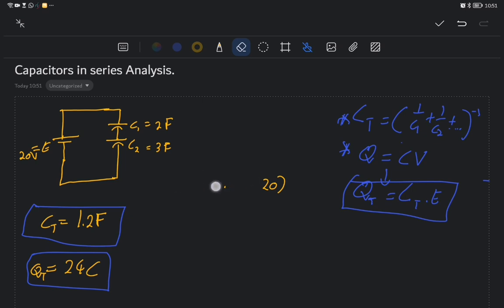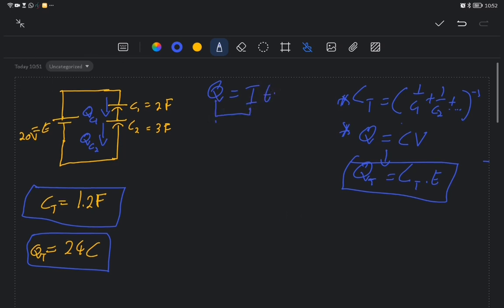Now, we've seen how we calculate the total charge. Now, what is the charge flowing in C1 and the charge flowing in C2? So QC2 and QC1. Remember I said that charge is directly related to current, right? So charge is equal to IT. So these two are directly proportional, right?